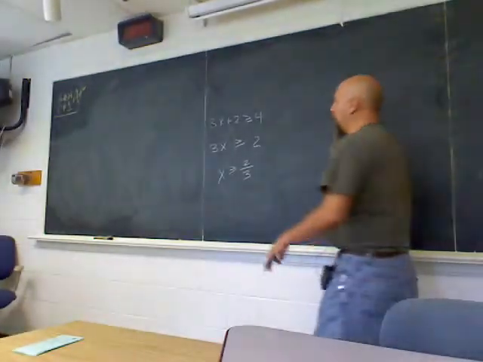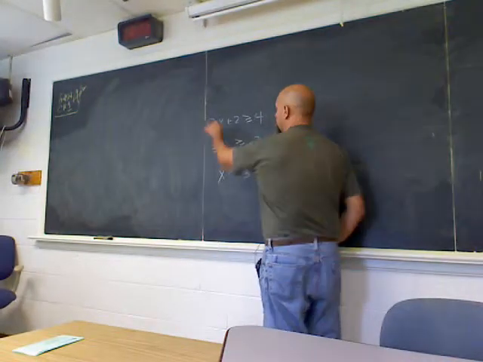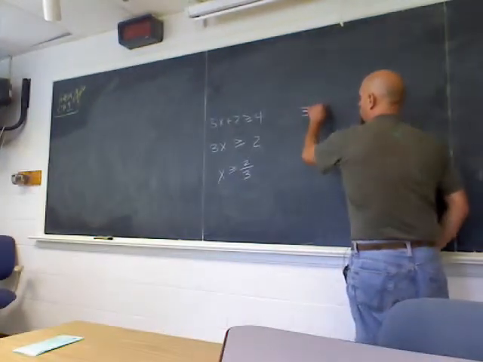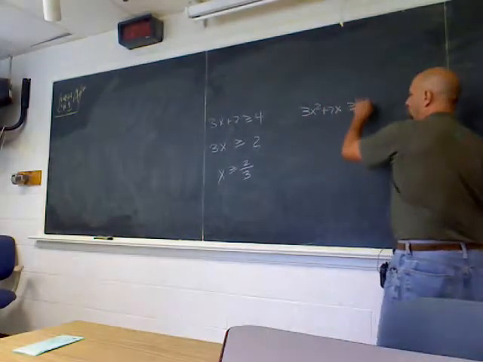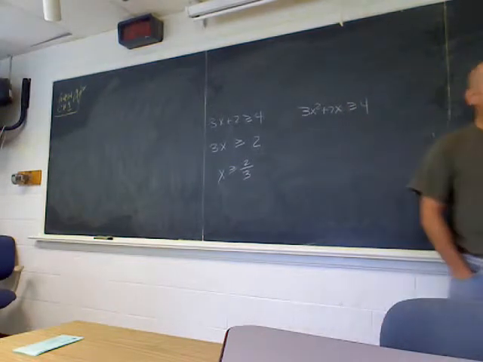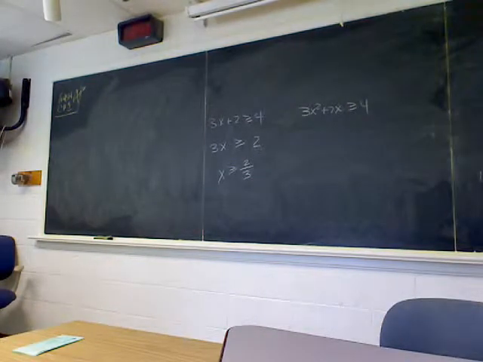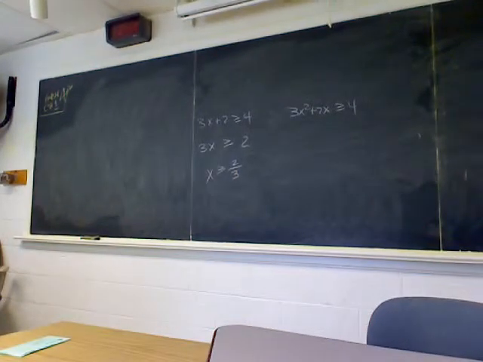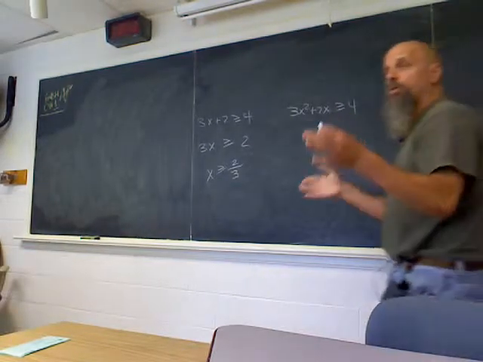Now, I change this to something like 3x squared plus 2x is greater than or equal to 4. And now all bets are off. I no longer know how to solve this inequality. You can start trying to move things to both sides. I don't know rules about taking square roots on both sides.